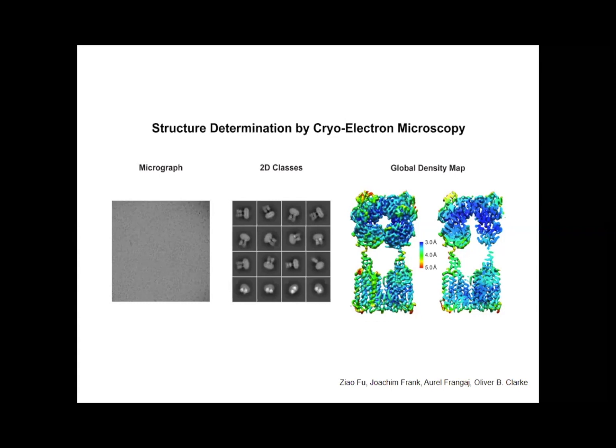Dr. Oliver Clark then came along and applied the non-uniform refinement in CryoSPARC that was still in beta testing phase at the time. This strategy, combined with his other approaches, allowed him to reach a global resolution of 3.3 angstrom. And here are his 2D classes and 3D global reconstruction colored according to local resolution.